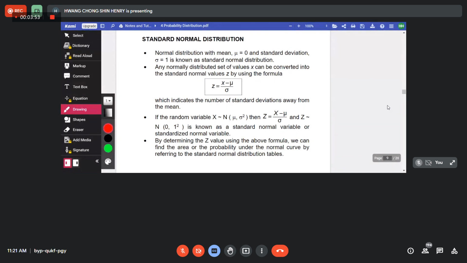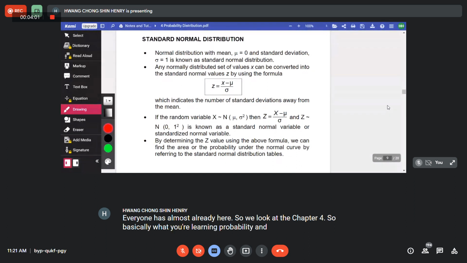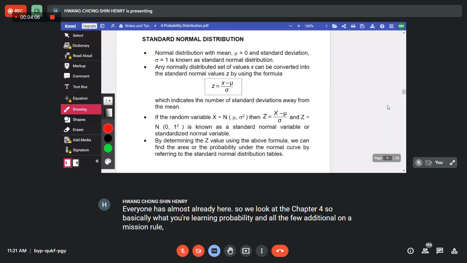Okay, I hope everyone at home is also ready already. So we look at chapter 4. Basically what you have learned in chapter 3 is probability, the addition rule, multiplication rule, and addition probability, and then we apply them to the tree diagram and table. So I hope you all practice more.